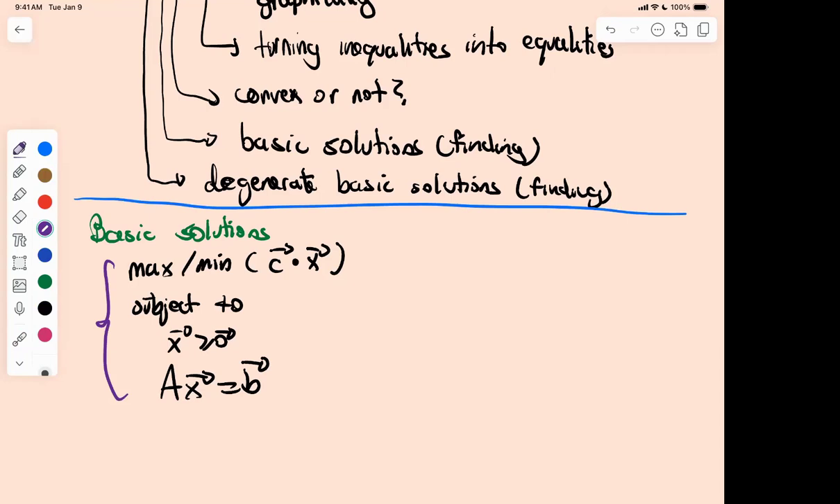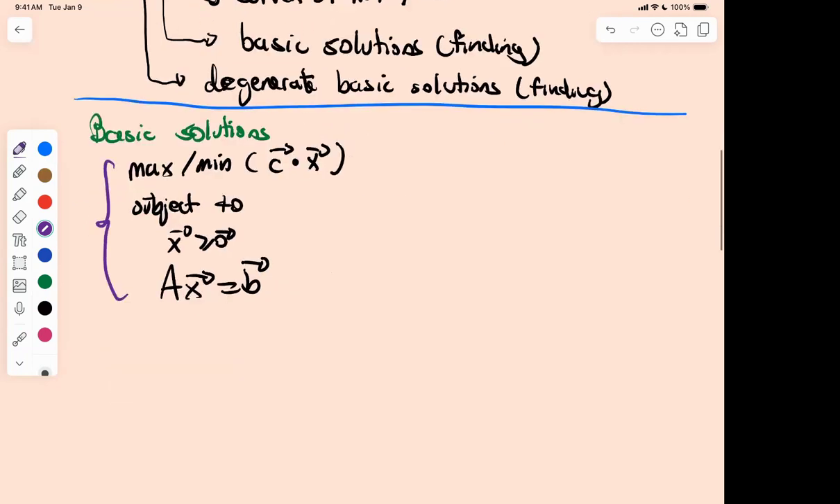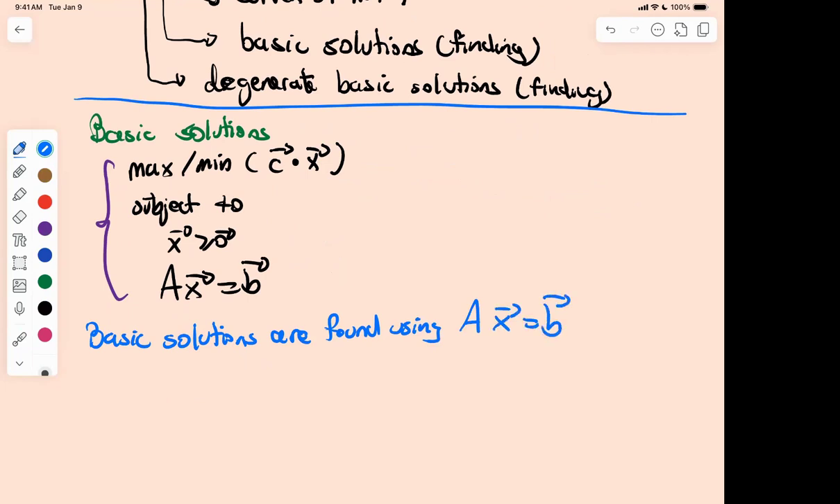Now, the basic solutions have to do with Ax equals b. So the basic solutions are found using only that. Nothing else about the problem is relevant to this basic solution stuff. You don't care about what you're maximizing or minimizing. And whether the variables are positive or negative plays a role later. But when I ask to find basic solutions, that's exclusively about the system of equations.